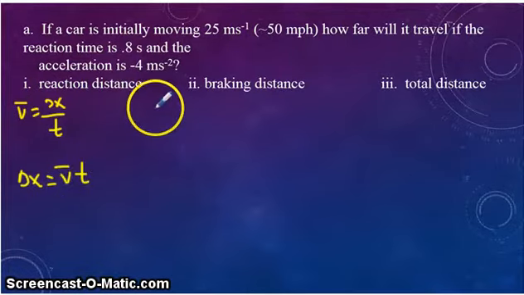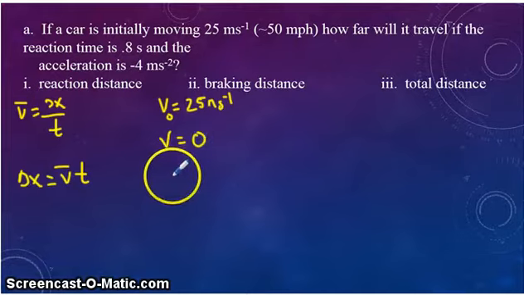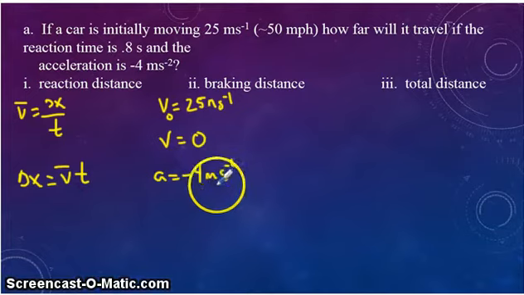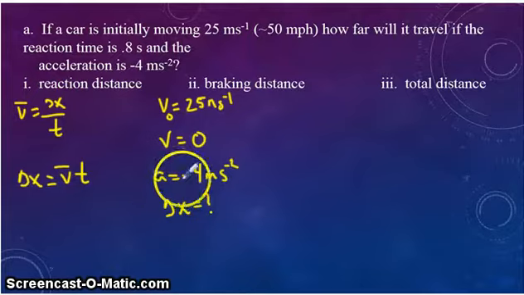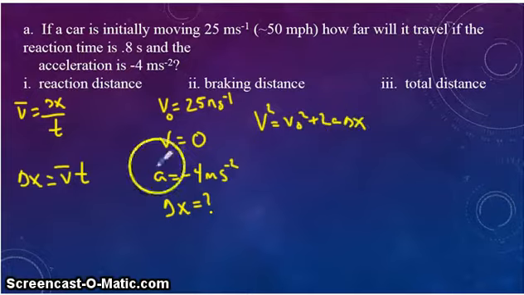And then the braking distance, I can write down my given information. So my initial velocity is 25 meters per second, and my final velocity is 0, since we're going to stand still, so to rest. And my acceleration is negative 4 meters per second squared. Okay, and I'm trying to find my braking distance. Notice no time. So my v squared equals v naught squared plus 2a delta x. So I can find my delta x there, and then my total distance is just the sum of the two.